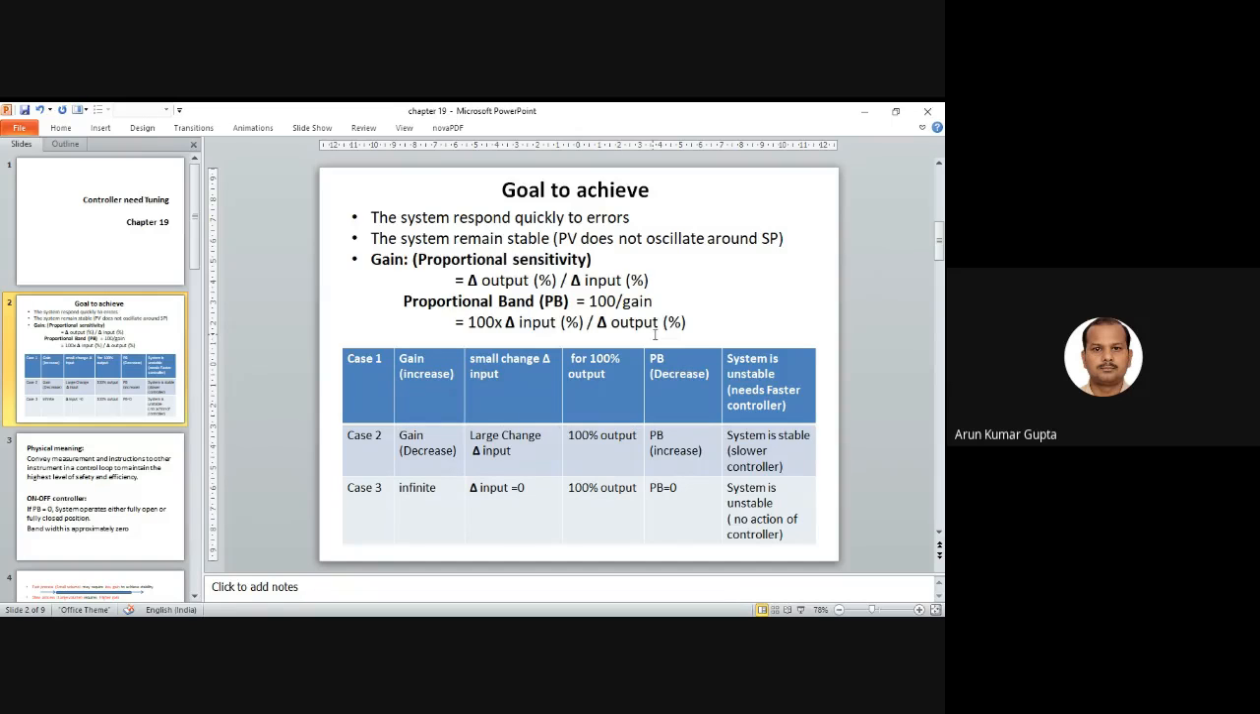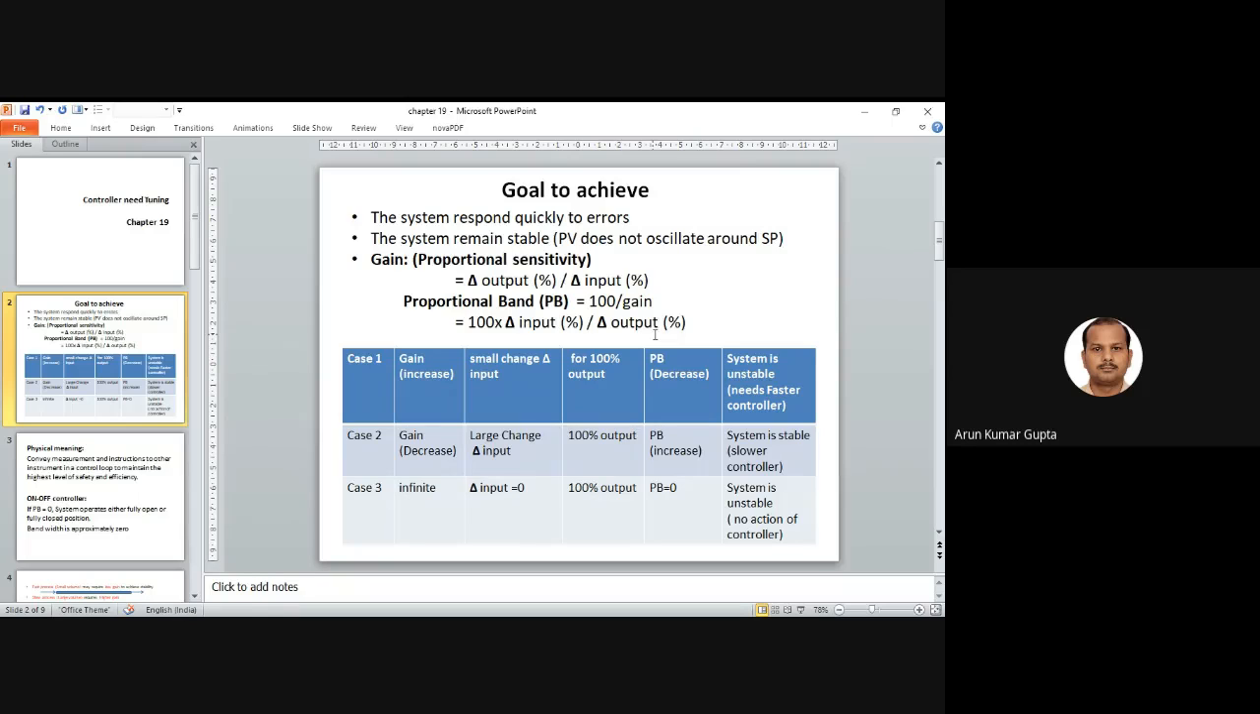Corresponding to gain, we also define one important terminology known as proportional band. Proportional band is inversely related to the gain. It is defined as 100 divided by gain. This is basically the percentage term, so that's why it is defined as 1 by gain, inversely proportional to gain. That's why the number 100 we have here. So this is 100 times.